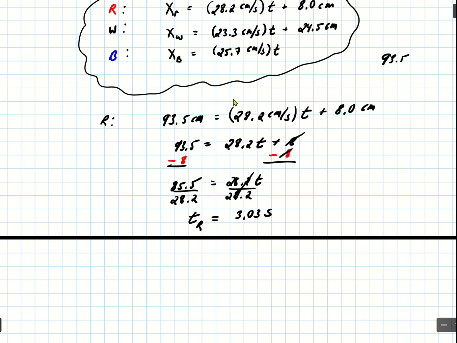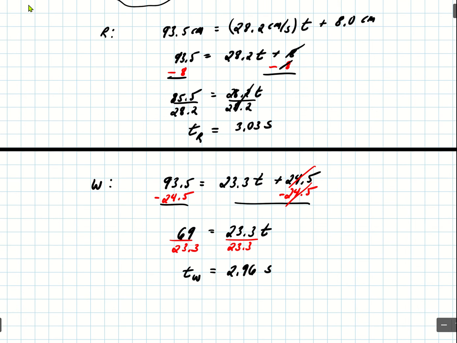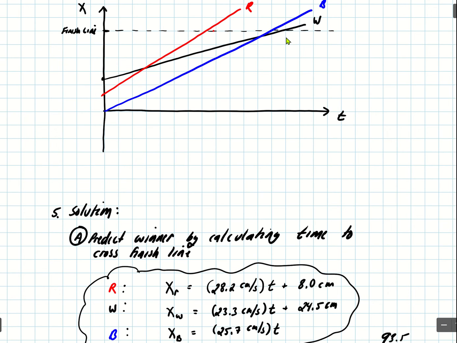I'm going to go ahead and do the calculation for white. I'm going to pause the video, and then we're going to see who wins. Okay, I've just done the calculation for the white ball, the same exact thing I did with the red ball, and based on my motion model, the white ball will cross the finish line at 2.96 seconds. So actually, it wins. So my prediction from my graph is way off.